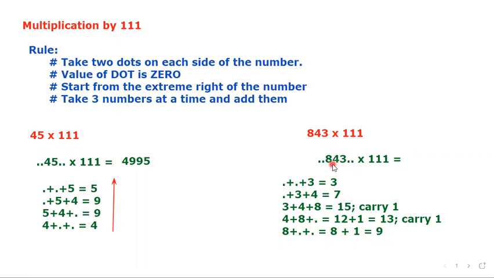In this 15, I'll be writing the 5 and carrying the 1. Next, 4 plus 8 plus dot, which will give me 12. In this 12, I'll be adding the carry of the previous step, which will give me 13. I'll be writing the 3 and carrying the 1. And finally, 8 plus dot, which will give me 9. And my answer will be, I'll be writing this way, 93573.